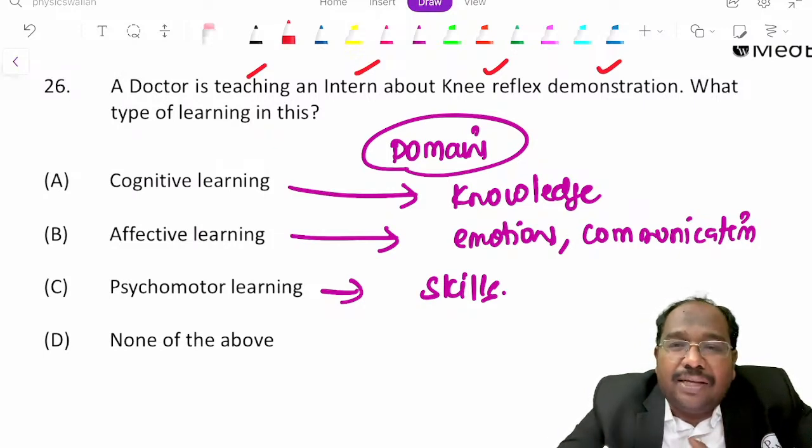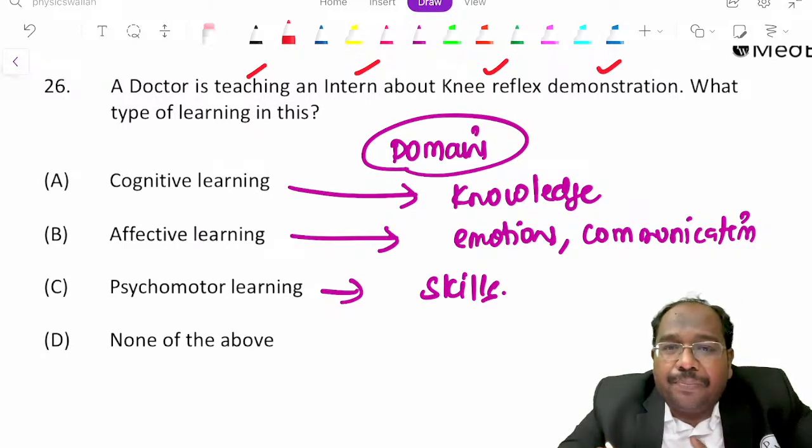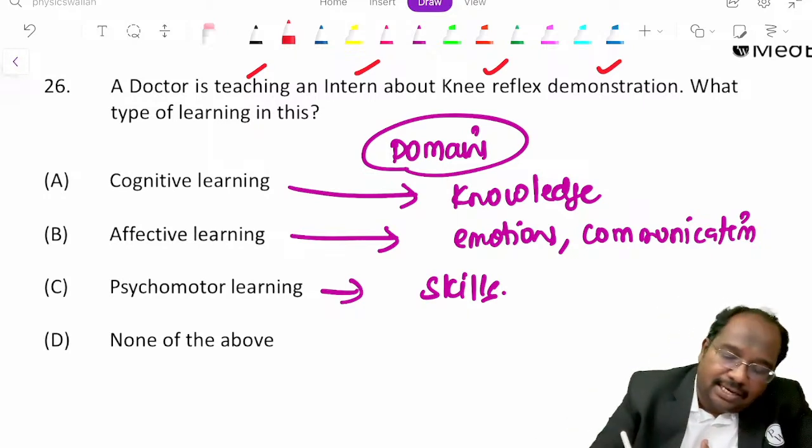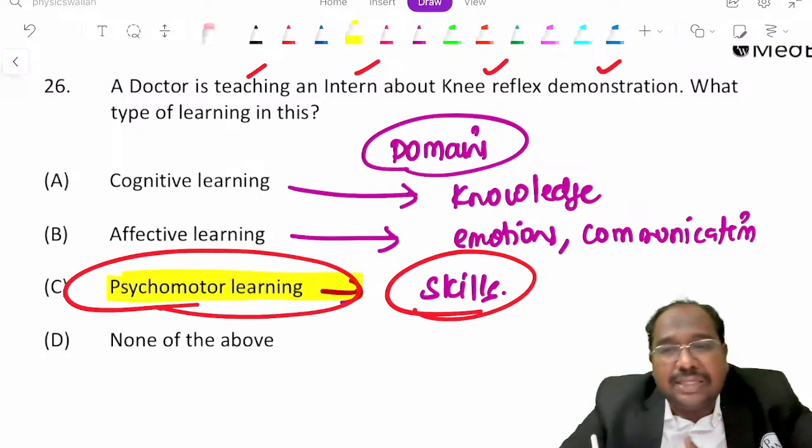So what type of learning is this? Yes, can you tell me, what type of learning? So I am teaching here the skill. Okay, skill. So this becomes psychomotor learning. Okay, psychomotor domain. Teaching skills. Cognitive domain is knowledge.